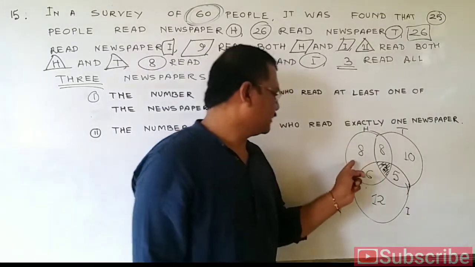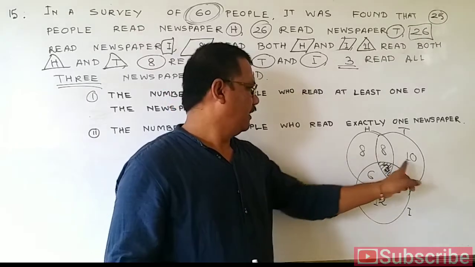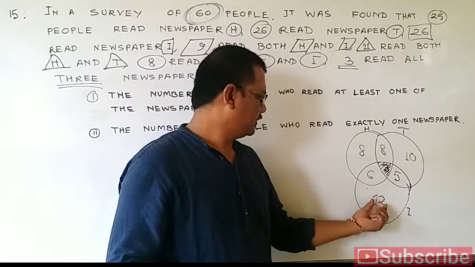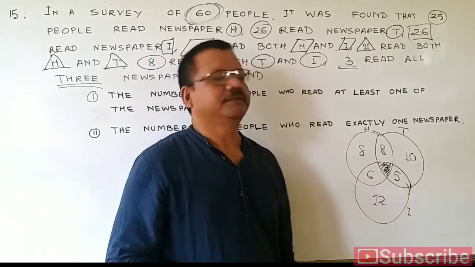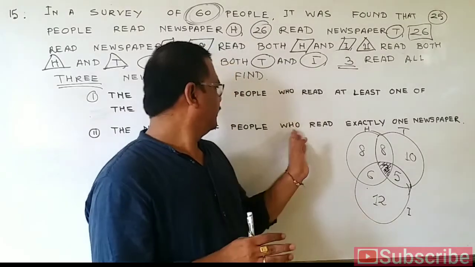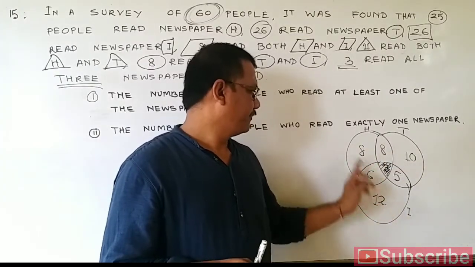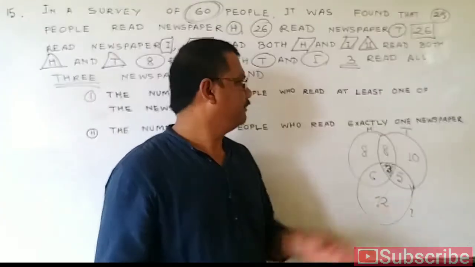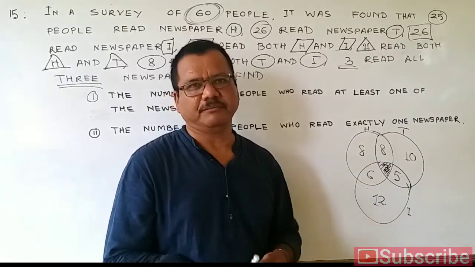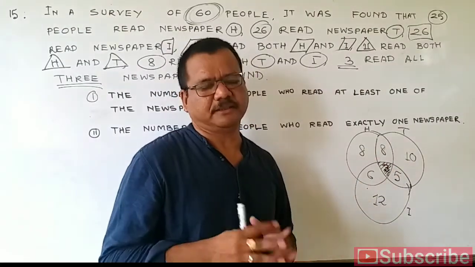So these persons read only one paper, named H. And these 10 people read only paper T. And these 12 people read only one paper, I. Great. So how many people read exactly one newspaper? Sum of these 3. 12 plus 8, 20, plus 10, 30. 30 people read exactly one newspaper. Through a Venn diagram we can solve this problem so easily. When we go for answering multiple choice questions, then we can take this method.